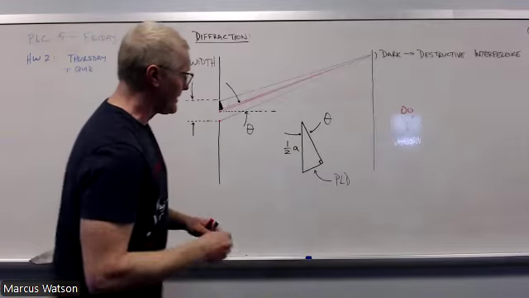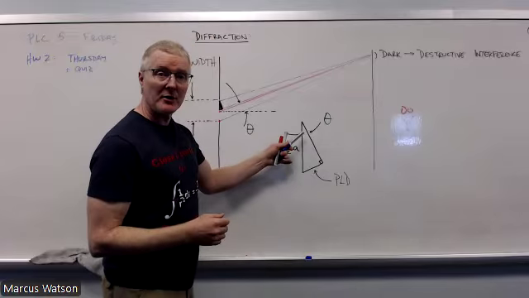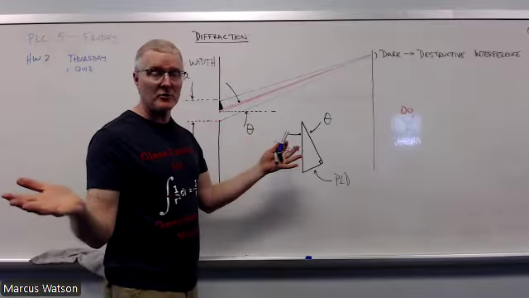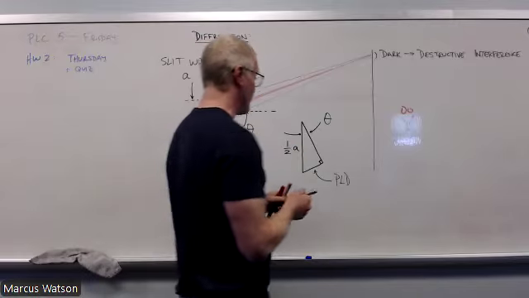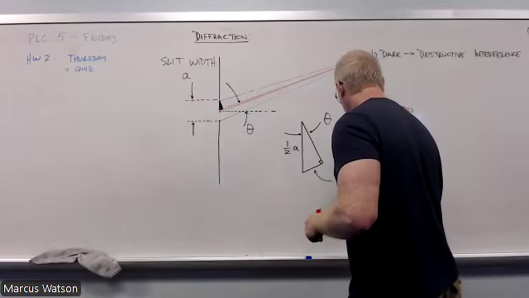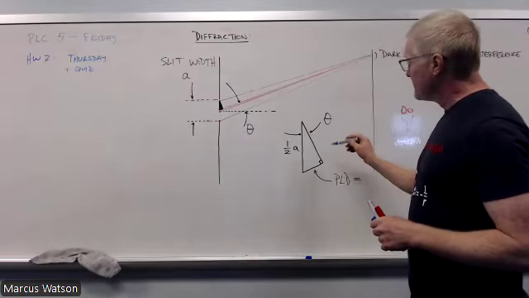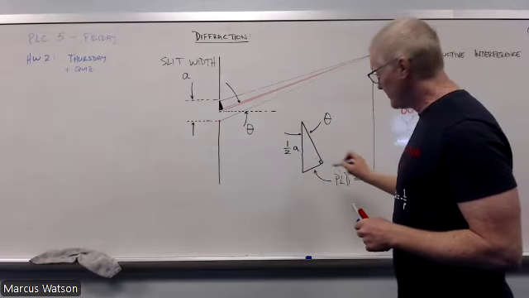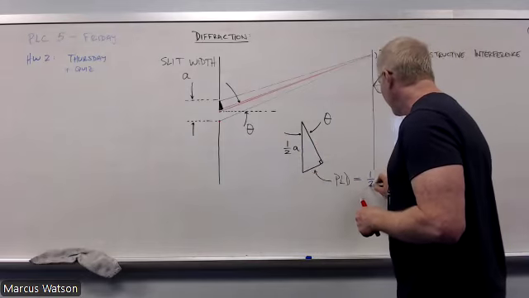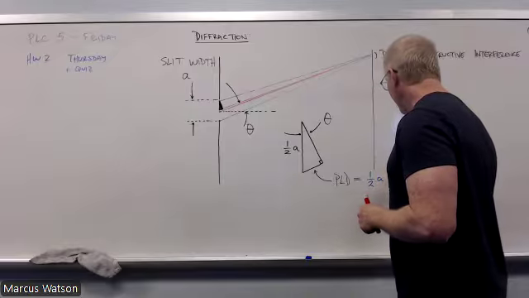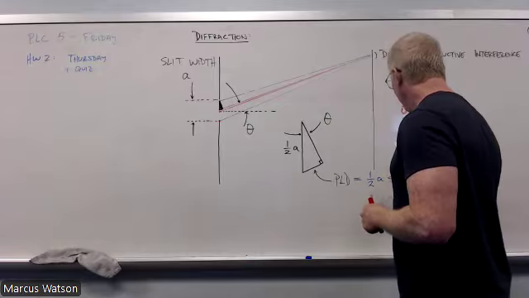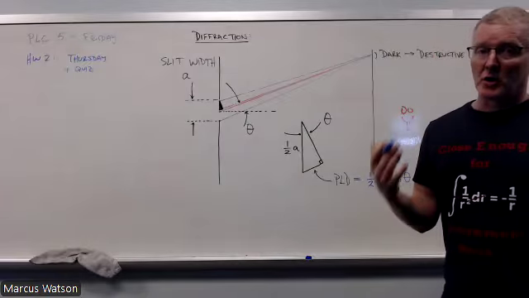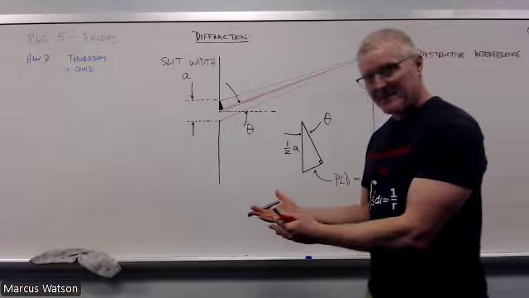I say, okay, I've got this triangle here. I know this upper angle, I know this side, it's a right triangle, we have trig functions, and we can use them. So the path length difference here is going to be, in fact, that distance is the hypotenuse, so it's 1/2 A times the sine of the angle, and that's the path length difference. I'm going to then do the exact same thing as I did with the double slit.